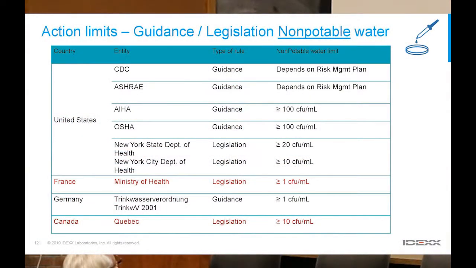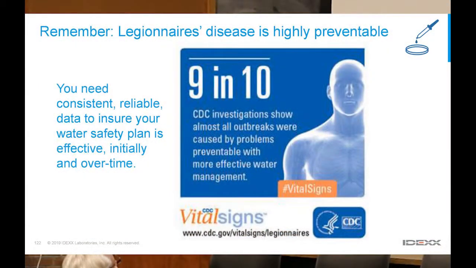So, for non-potable water, these are some of the action limits that are in various guidances and rules around the world. But the important thing to understand here, and I said it in the beginning, and I will say it 100 times or more if I have to, you need to have consistent, reliable data to make sure that you understand if your plan is actually being effective, right? And it's important that your plan is effective, because 9 out of 10 cases, according to CDC, 9 out of 10 cases of Legionella pneumonia could have been prevented if that building had implemented a water safety management plan.